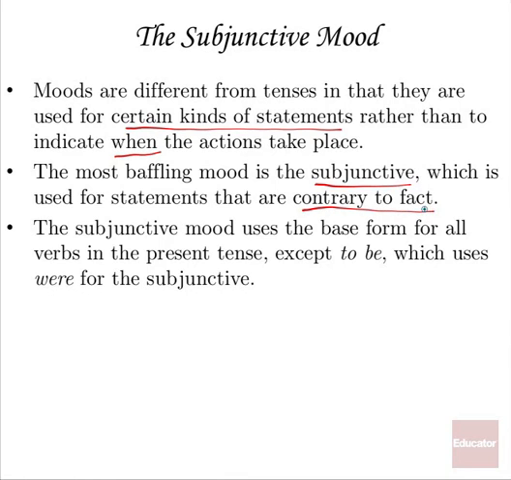contrary to fact. The subjunctive mood uses the base form for all verbs in the present tense, except to be, which uses were for the subjunctive. Inevitably, the verb to be is the exception to the rules. It's the most irregular verb in the language.